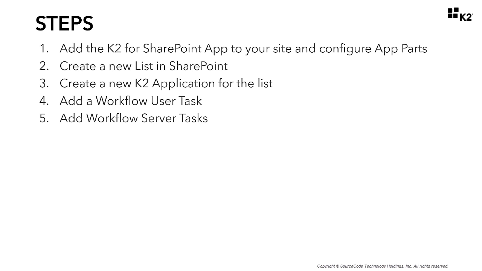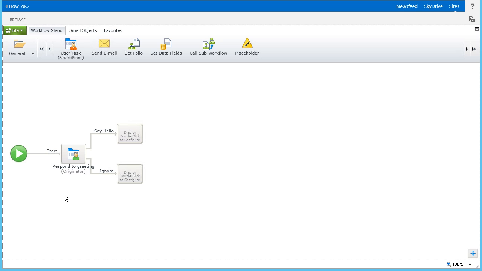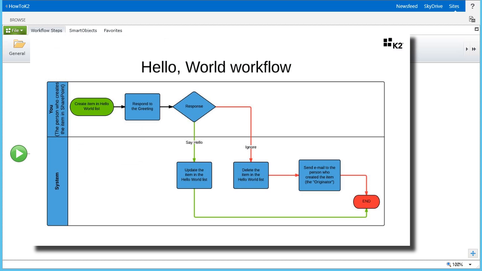In step 5, we're going to look at how to add workflow server tasks to the application. So let's go over and get started. If you recall earlier in the demonstration, I walked you through the workflow design as it appeared in swim lane fashion. One of the lanes represented the human side of our workflow, and the other swim lane represented the system.